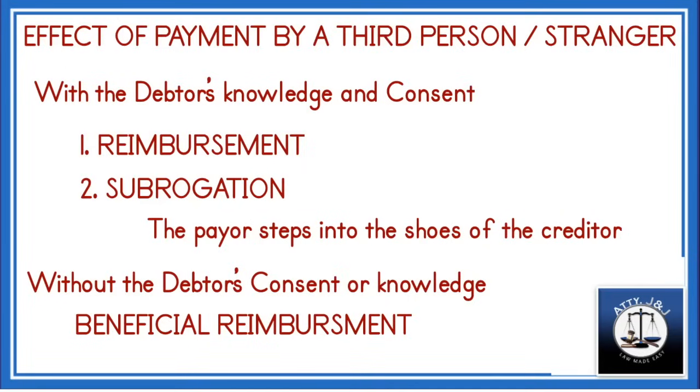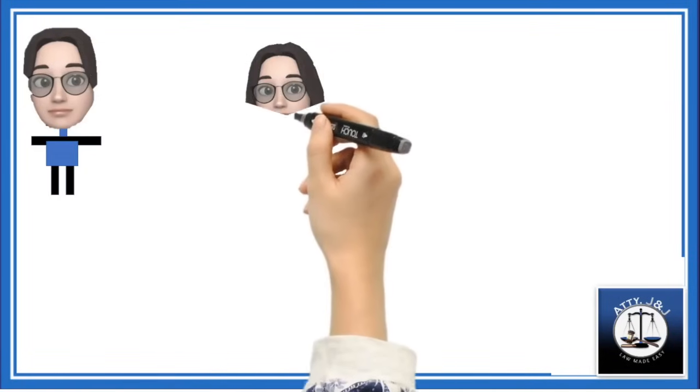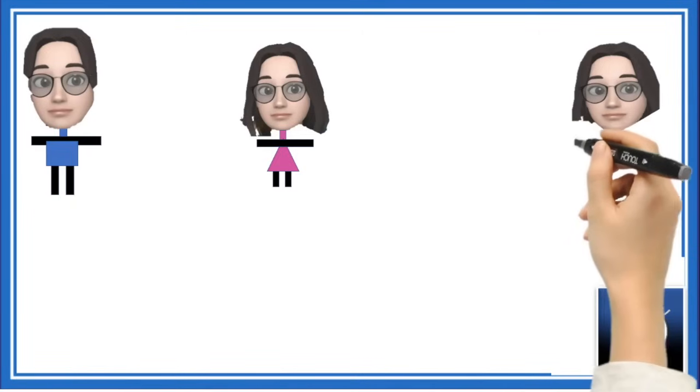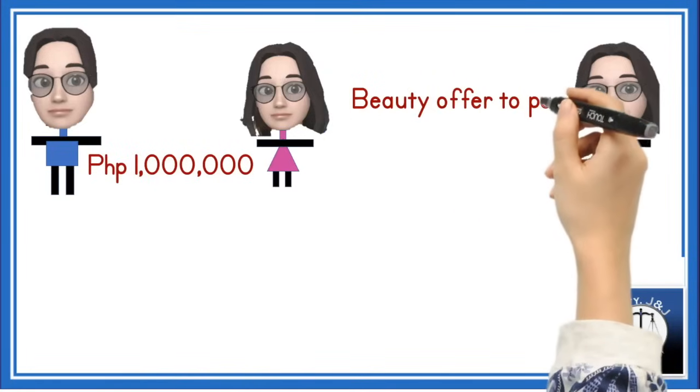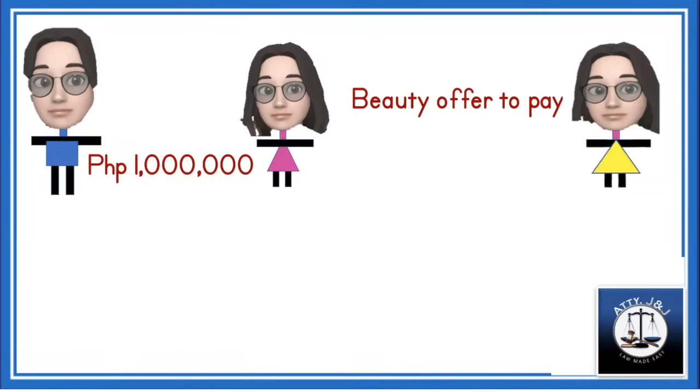Okay? Let's take an example. Pogi owes Ganda. He has a debt to Ganda of 1 million pesos. Then, this Beauty, who is a third person, a stranger to the obligation, offered Ganda that she will be the one to pay the 1 million pesos. Here, Ganda has the right to accept or not to accept the payment. Because Beauty after all is not the debtor and has no interest in the obligation. And it was also not stated in their stipulation that she can pay in behalf of Pogi. And so, Ganda can accept or not accept the payment of Beauty.